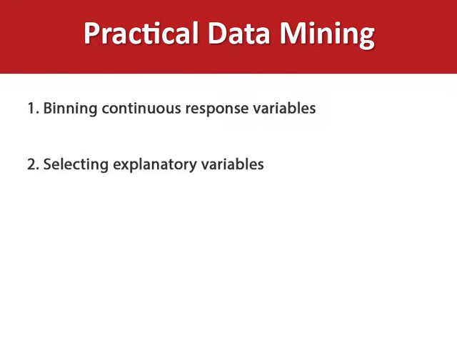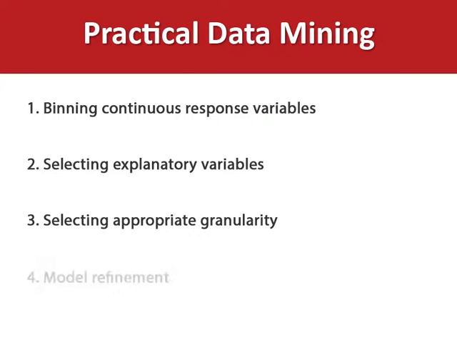So that response variable has to be categorical. Second, we're going to look at the tricky business of picking which explanatory variables, which columns to include in the model. Third, and this is a related idea, is selecting columns with the appropriate granularity. There's such a thing as being too specific and having trees that are too bushy. And finally, we're going to talk about refining the model using the testing procedures.